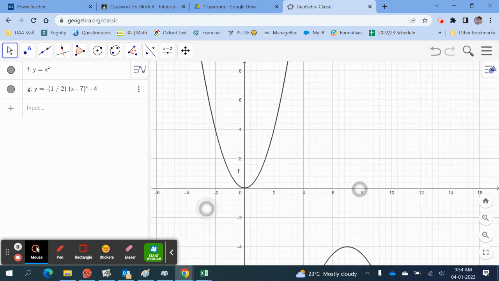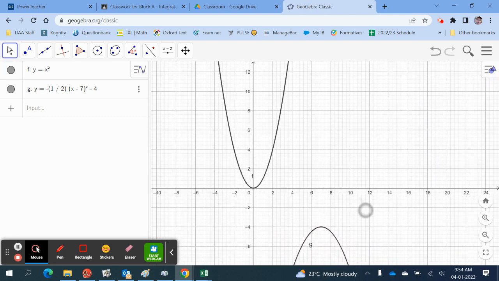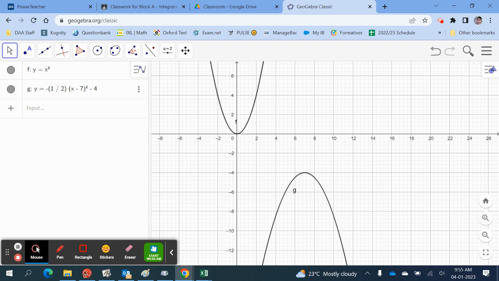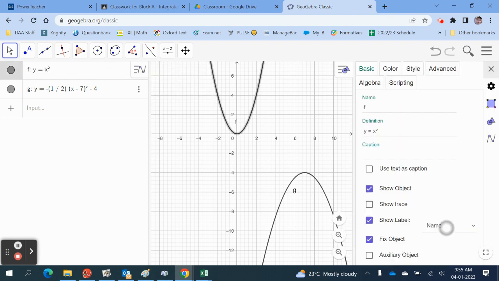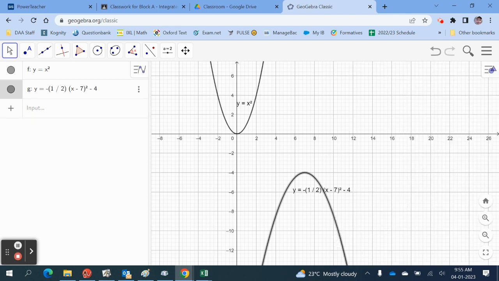So then we need to fix our graph so we can see all the different bits and pieces. Let me show you how to label the graph. So this graph is labeled as f. What we'll do is go to the settings and change to show the value, and we can see it's y equals x squared now. We'll do the same for this one, and we get this.